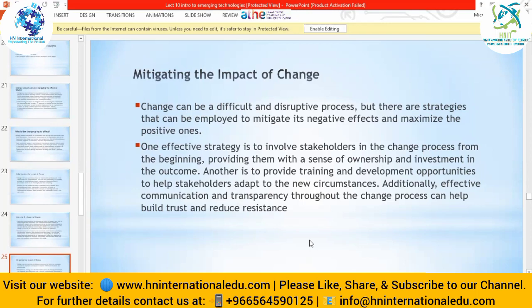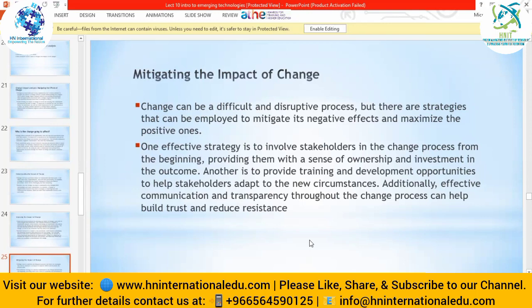One effective strategy is to involve stakeholders in the change process from the beginning, providing them with a sense of ownership and investment in the outcome. Another is to provide training and development opportunities to help stakeholders adapt to the new circumstances. Additionally, effective communication and transparency throughout the change process can help build trust and reduce resistance.